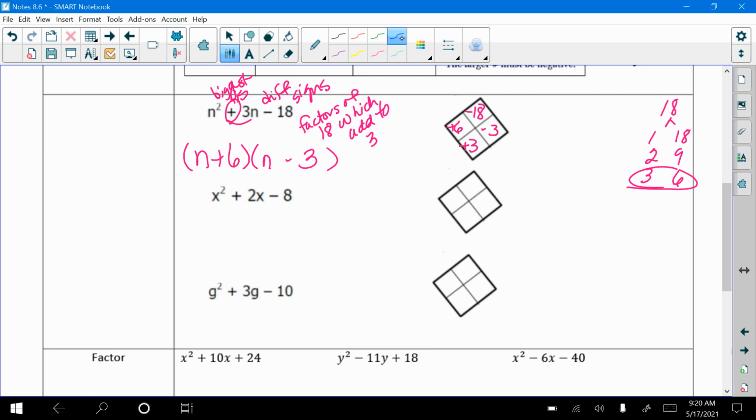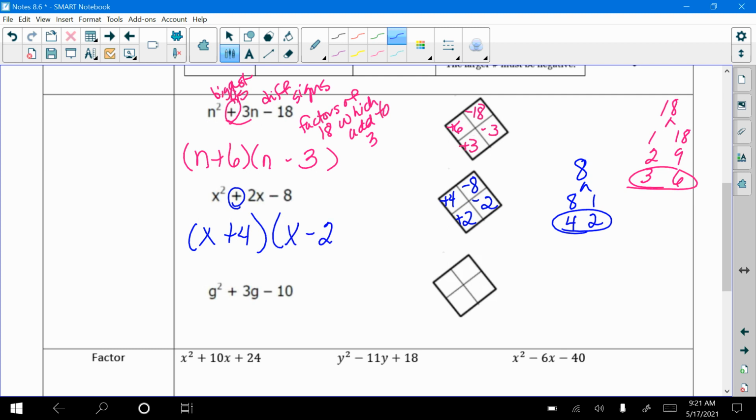The next one, different signs. The biggest one's positive. I've got a negative 8, and I have a positive 2. 8 breaks down to 8 and 1, 4 and 2. There's my difference of 2. My bigger one has to be positive, so plus 4 and minus 2. So x plus 4 and x minus 2.